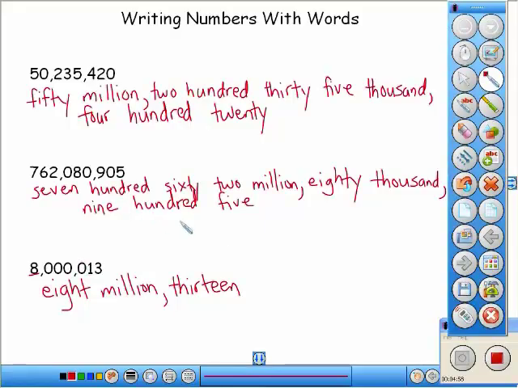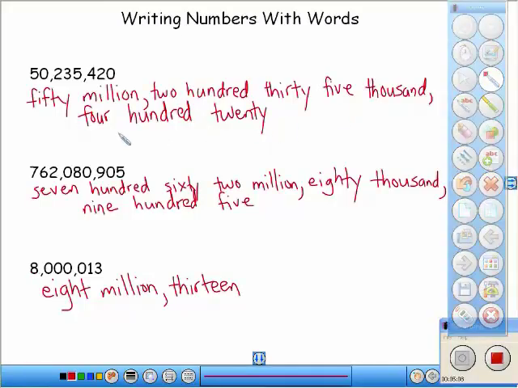All right? Now notice up here, it's always, just to review, number, place, number, place, number. In the second example, 762 million. It's number, place, number, place, number. All right? Number, place, and we got to skip the thousands, just number. All right? So that's how you write numbers using words.